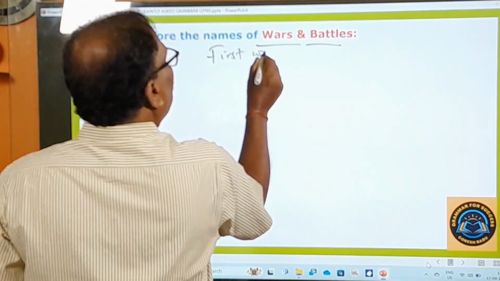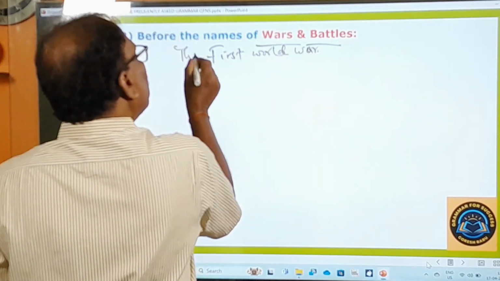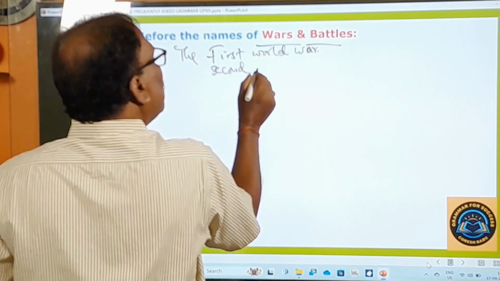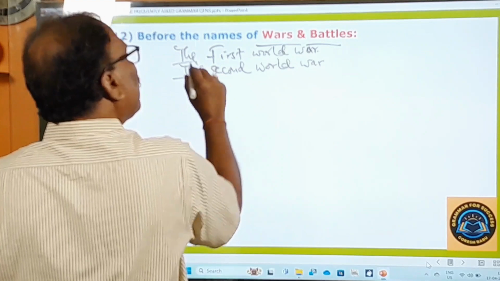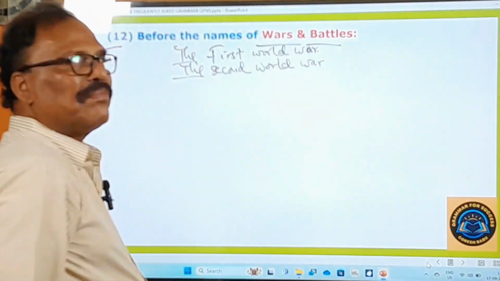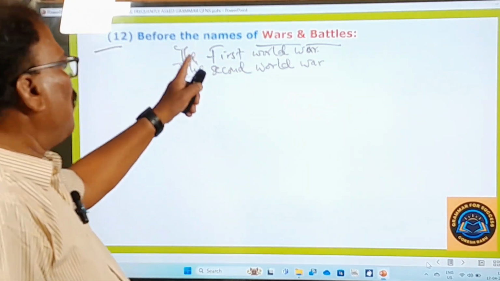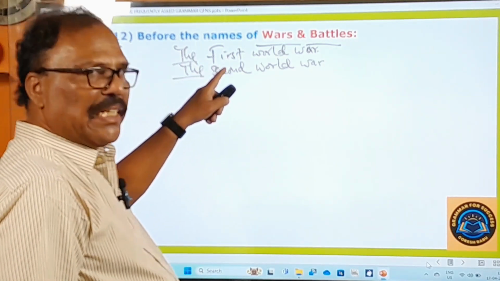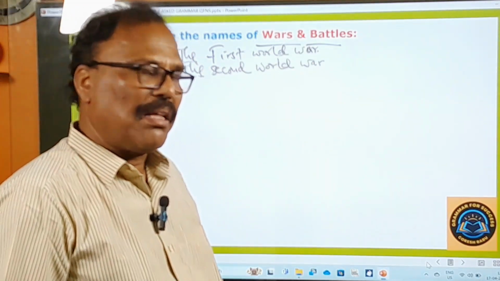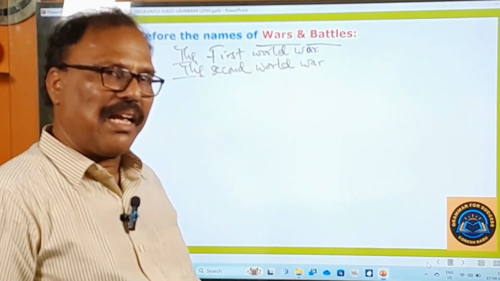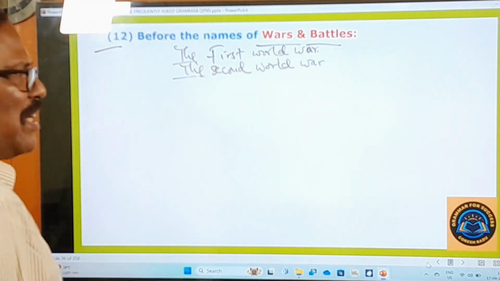Okay, First World War. You cannot say simply First World War. You have to say the First World War. The second, you cannot simply say Second World War. You have to say the First World War, the Second World War, the Russia-Ukraine War. If it's a war, use before that war the name of the title of that war. Also battles are there. The Battle of Kalinga, the Battle of First Terrain, the Battle of Second Terrain, the Battle of Plassey. You know, many battles are there. So before all of them we have to use the definite article.